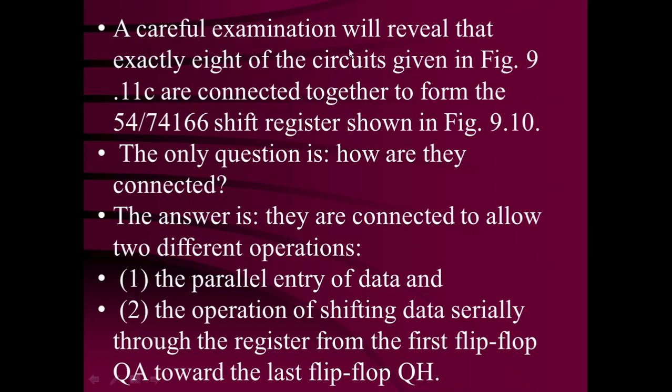A careful examination will reveal that exactly 8 of the circuits given in figure 9.11c are connected together to form the 74LS166 shift register shown in figure 9.10. The only question is, how are they connected? The answer is, they are connected to allow two different operations: first, the parallel entry of the data, and second, the operation of shifting the data serially through the register from the first flip-flop QA toward the last flip-flop QH.